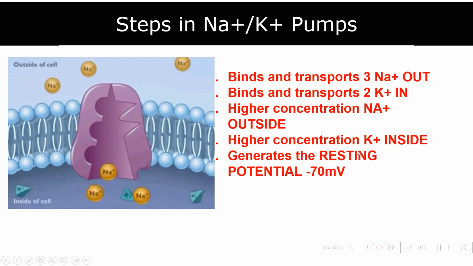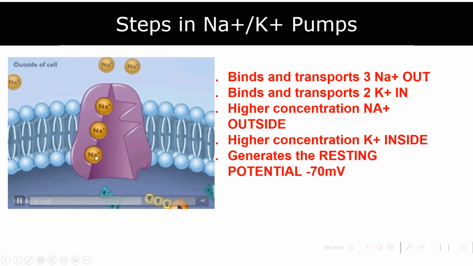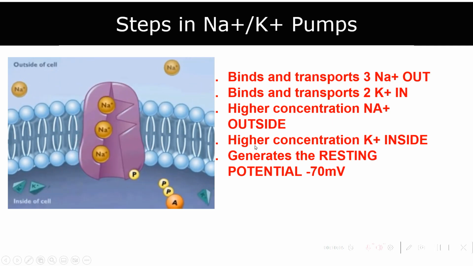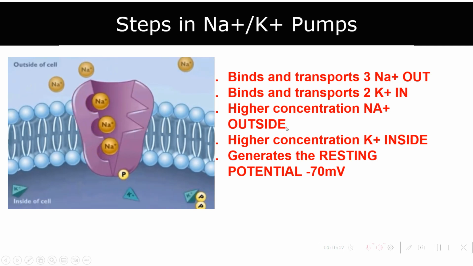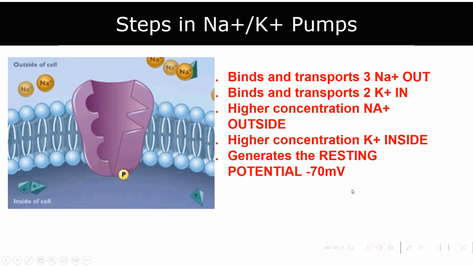and a higher concentration of potassium inside the cell. And the long and short of it is that this is the process of generating that resting potential of negative 70 millivolts. And so you might be asking, okay, why is it negative?